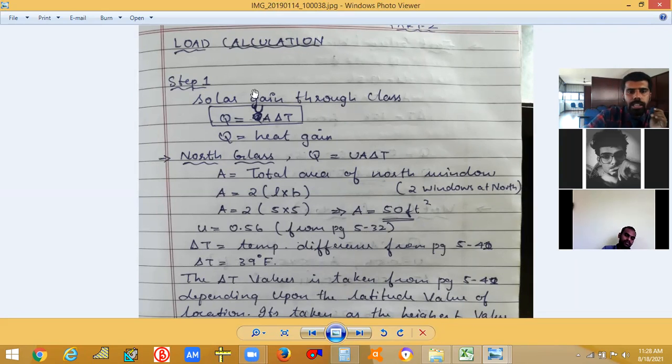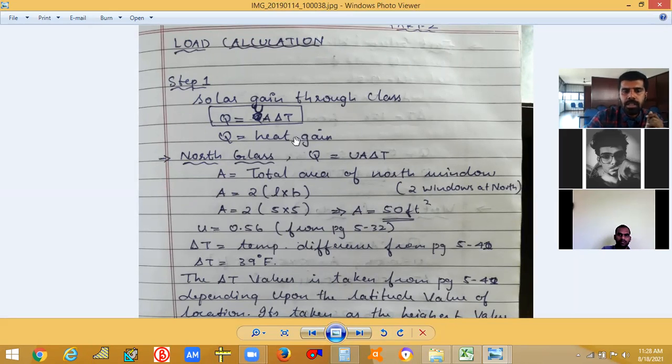So in order to find the solar gain through glass, we need the U factor. This is the U factor, A means area, delta T means temperature difference. When you get these 3 values only, you will be getting the solar gain. So this is a very important formula. Q is equal to UA delta T, in which Q is equal to heat gain.